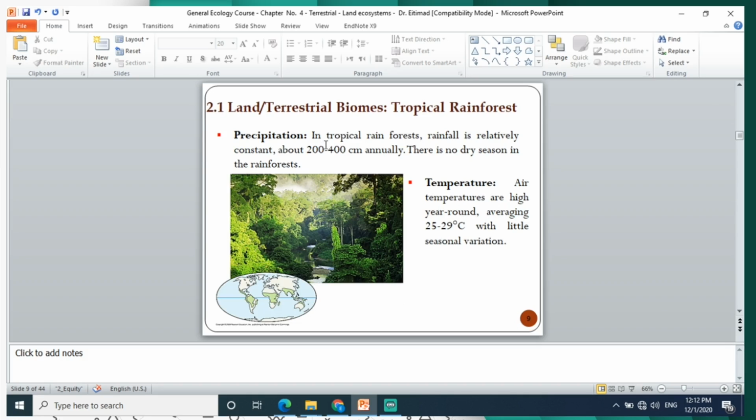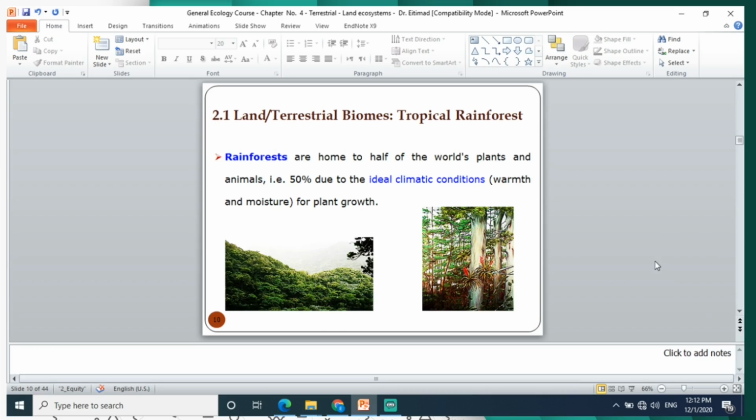In tropical rainforest, the precipitation or rainfall is constant in a range of 200 to 400 centimeters annually, and the temperature has just a seasonal variation from 25 to 29 degrees centigrade. Tropical rainforest has diverse animals and plants. 50% of the globe's plant and animal species are present there due to the ideal climatic conditions.